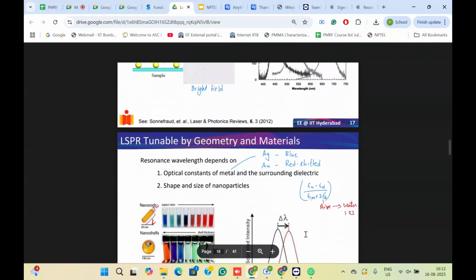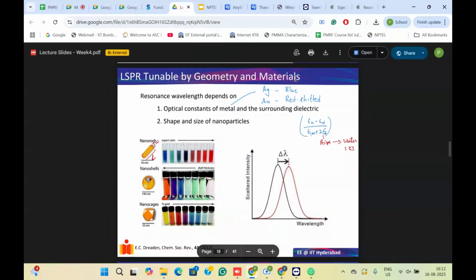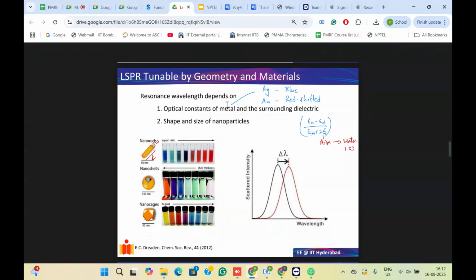So this is with regard to the dark field. And then the resonance wavelength depends on two main factors. One is the optical constant of the surrounding dielectric. Second is the shape and size of particles. So we have nanodots, nanoshells, nanocages. All these have different resonant wavelengths.